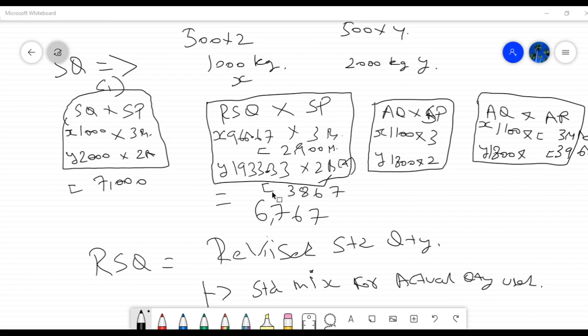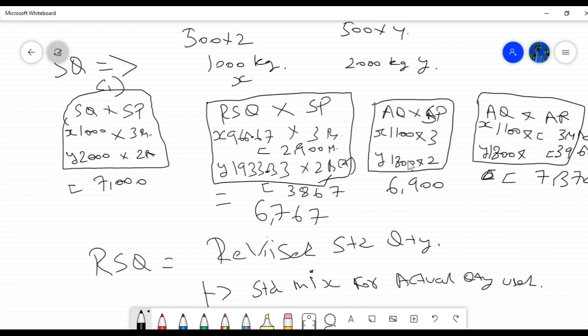Okay, then what about actual quantity and standard price? This will give you 6900. 1100 into 3 is 3300, plus 1800 into 2 is 3600. 3300 plus 3600 equals 6900. So 1, 2, 3, 4: we arrived at the workings. From this you can easily solve the answer. So 1 is arrived, 2 is arrived, 3 is arrived, 4 is arrived.